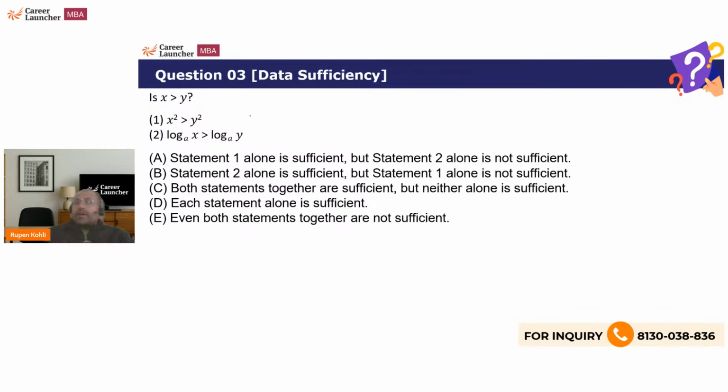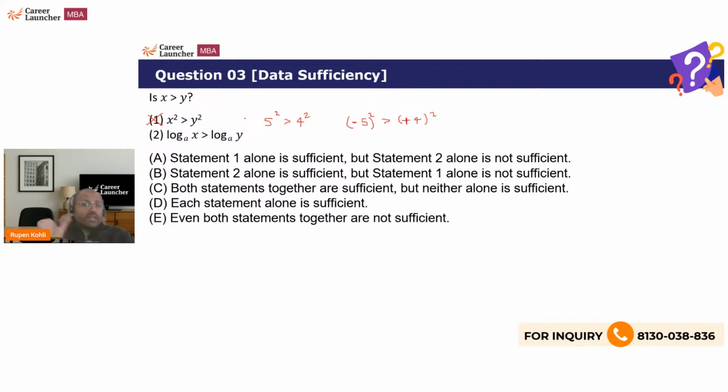Not sufficient. Why? 5 square is more than 4 square, and 5 is more than 4. Sorry, my bad. Minus 5 the whole square is more than 4 square, but minus 5 is not more than 4. Minus 5 is less than 4. So if x square is more than y square, then x may be more than y or x may be less than y. So therefore, statement 1 is not sufficient.